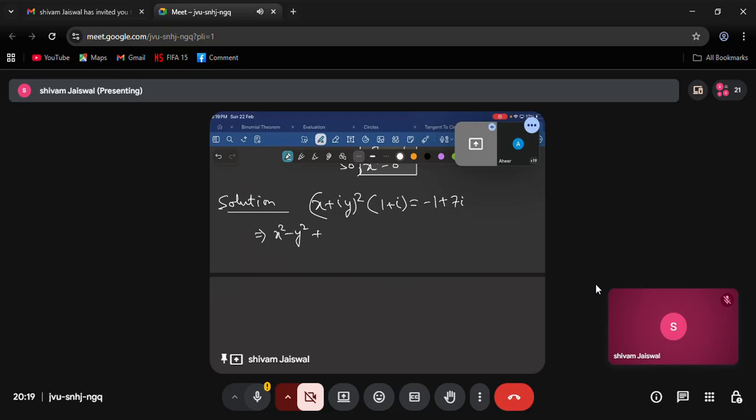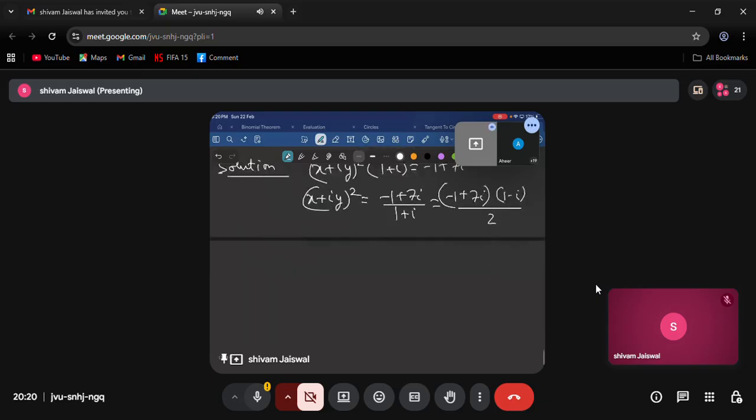And there is a better method. (x + iota y) whole square is equal to (-1 + 7 iota) upon (1 + iota). Now we can rationalize it. On rationalization, what are we getting? (-1 + 7 iota) into (1 - iota) upon (1 + iota) into (1 - iota), that is 2. This will give us -1 + iota + 7 iota - 7 upon 2.